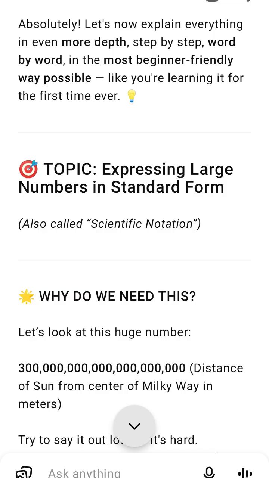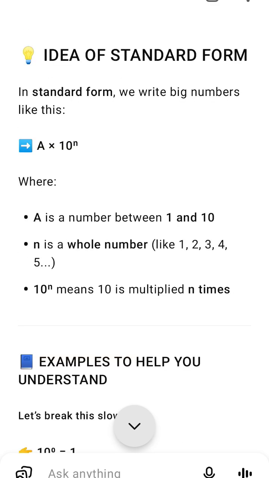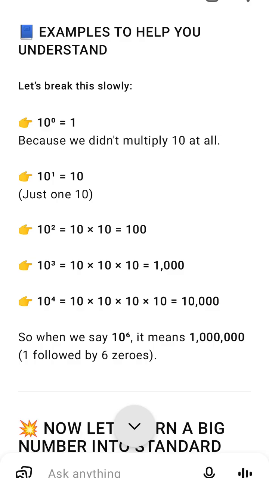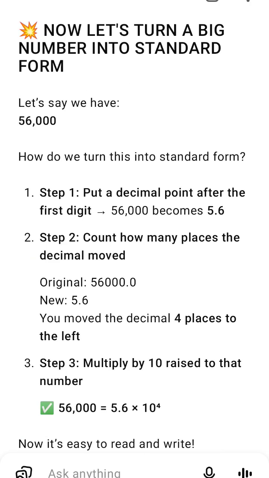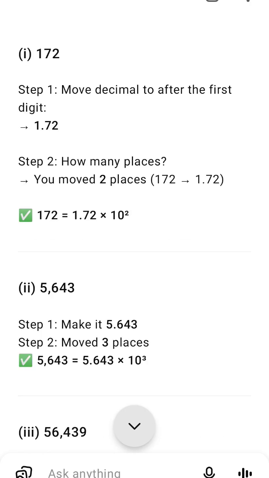5. Examples. Original number, standard form. 5,900 is 5.9 times 10 cubed. 56,439 is 5.6439 times 10 to the power 4. 172 is 1.72 times 10 squared. 5,976,000 is 5.976 times 10 to the power 6. 300,000 is 3 times 10 to the power 5.